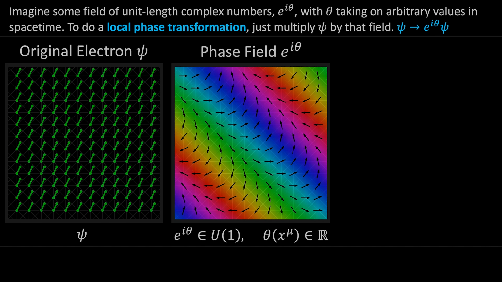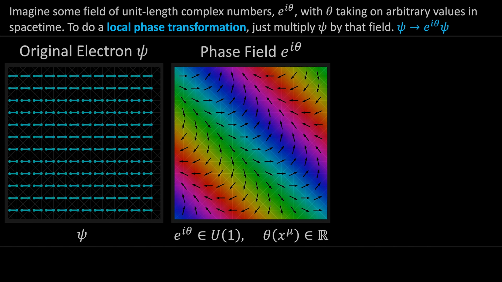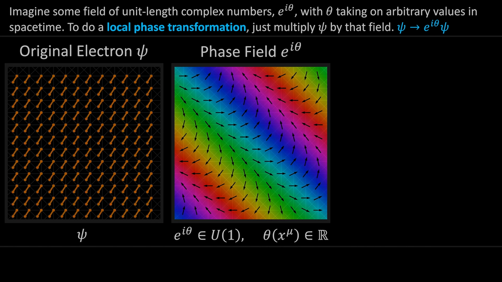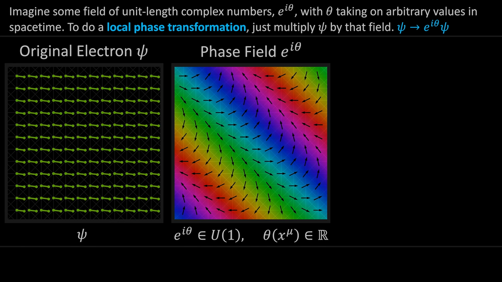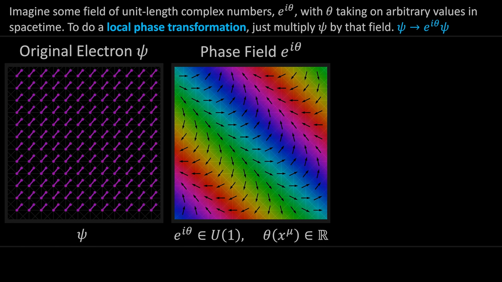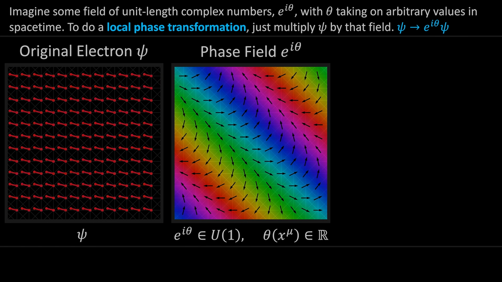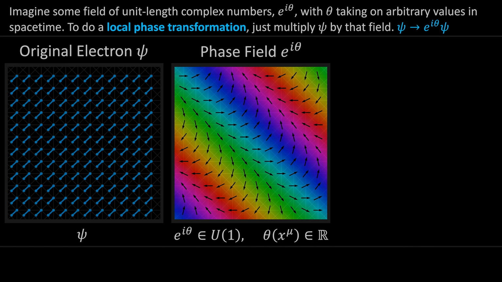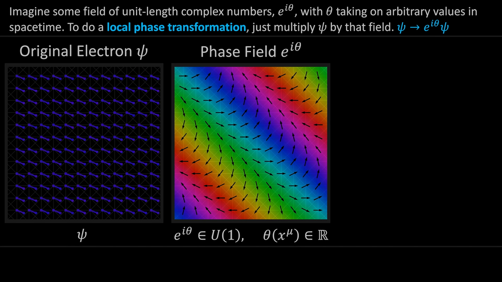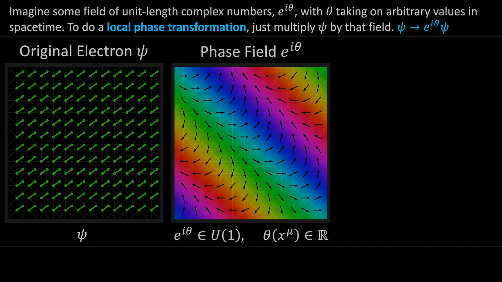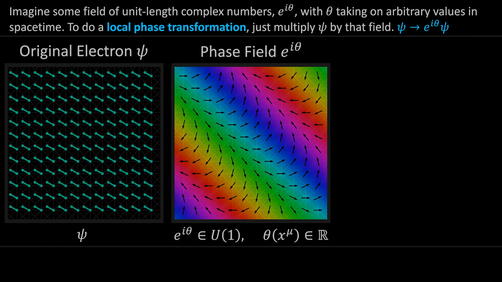Well, anyway, one more thing to note about this phase field is that theta is the phase angle, and that can be whatever we want it to be, but e to the i theta, the thing that we're actually plotting here, that complex phase factor, is always going to have unit length, right? It's an element of U(1), so the amplitude or the magnitude of the elements in the phase field are all going to have the same size. And that's important because then when we multiply this field on psi, it's not going to change the size of psi. It's just going to slap on a complex phase factor.